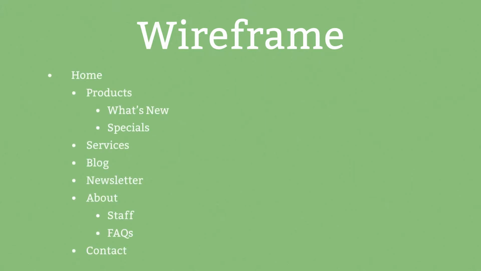You create a wireframe for the main pages that appear in the sitemap. So in the case of the example site I'm creating, that means home, products, and underneath products we'll have what's new and specials, services, blog, newsletter, about with subpages staff and FAQs, and contact.